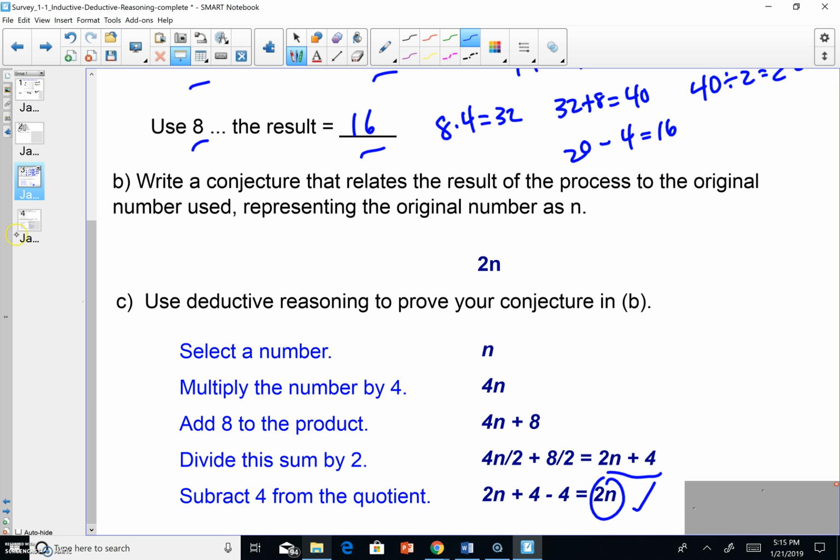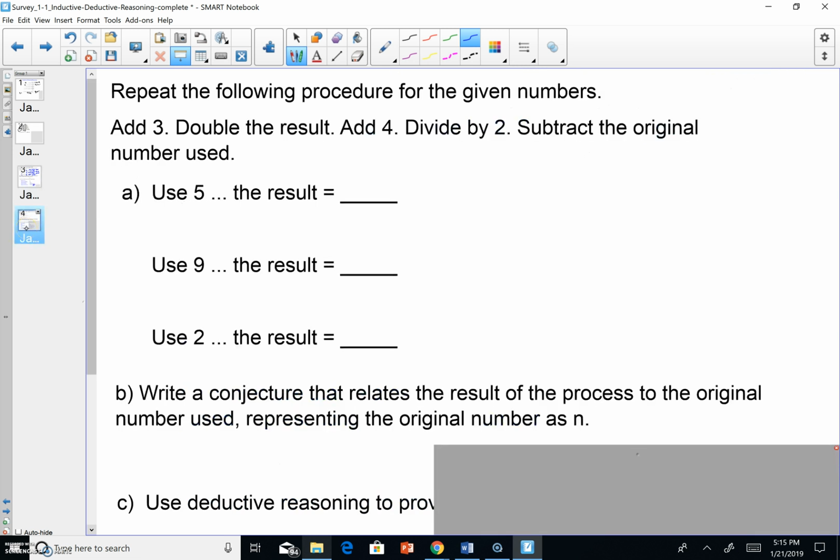This is a little bit different. Similar idea, but I want to see how well you can do it. This time we're going to add 3, double the result, add 4, divide by 2, subtract the original number that's used. So go ahead and start with 5 and then 9 and 2 and see what your answers are.